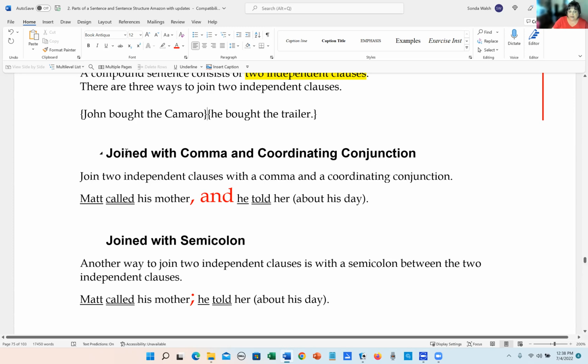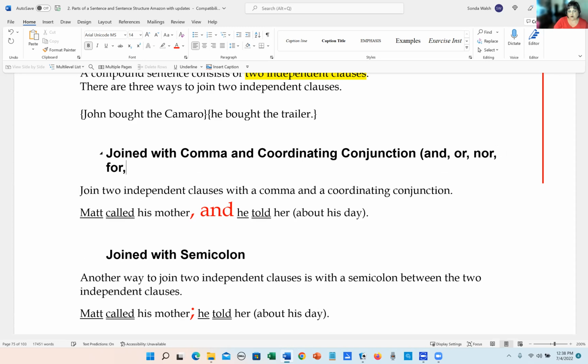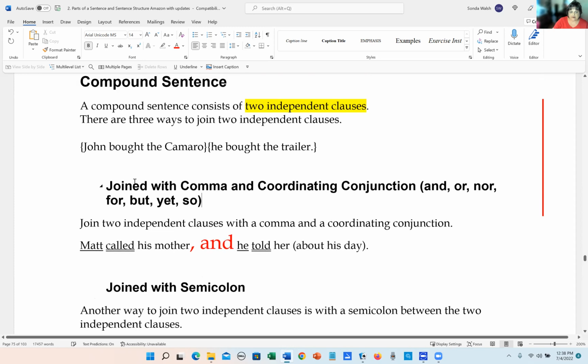The first way is you join with a comma and a coordinating conjunction, not a subordinating conjunction, a coordinating conjunction. So let's review right now the coordinating conjunctions. Remember FANBOYS: for, and, nor, but, or, yet, and sometimes so. These are the coordinating conjunctions. So you would have to use one of those with a comma. That's very easy. It says it right here. Join two independent clauses with a comma and a coordinating conjunction.